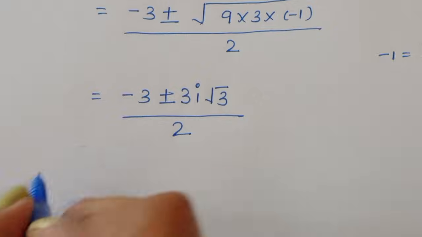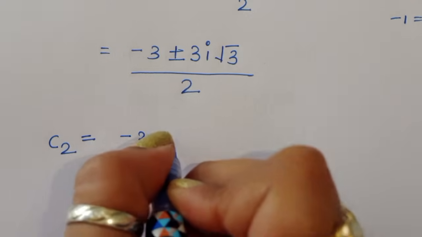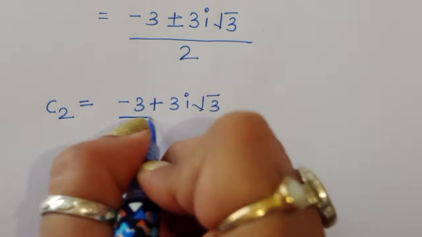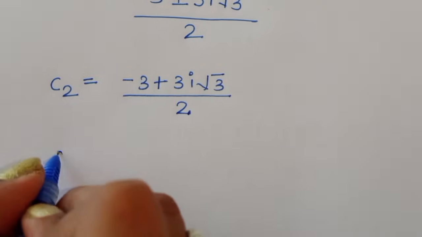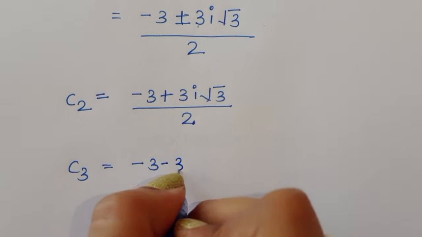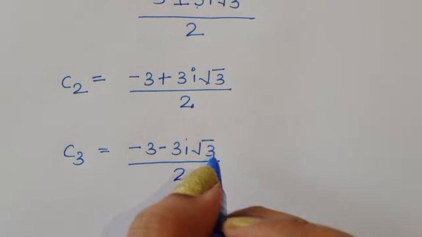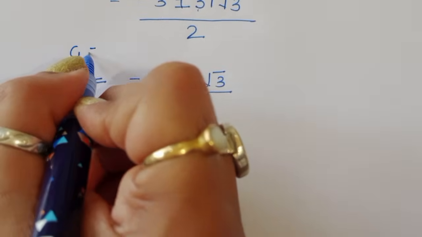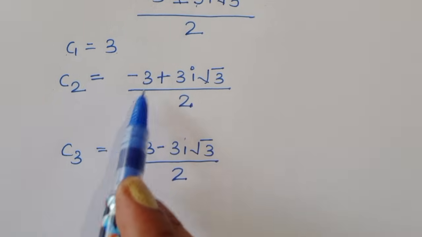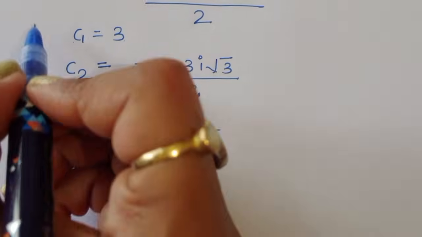So we got here the value of c2 is equal to minus 3 plus 3i square root of 3 divided by 2. This is the value of c2. Now c3 is equal to minus 3 minus 3i square root of 3 divided by 2. And we already got the value of c1, that is c1 is equal to 3. So we got here 3 values of c: c1 is equal to 3, c2 is equal to minus 3 plus 3i square root of 3 divided by 2, and c3 is equal to minus 3 minus 3i square root of 3 divided by 2.